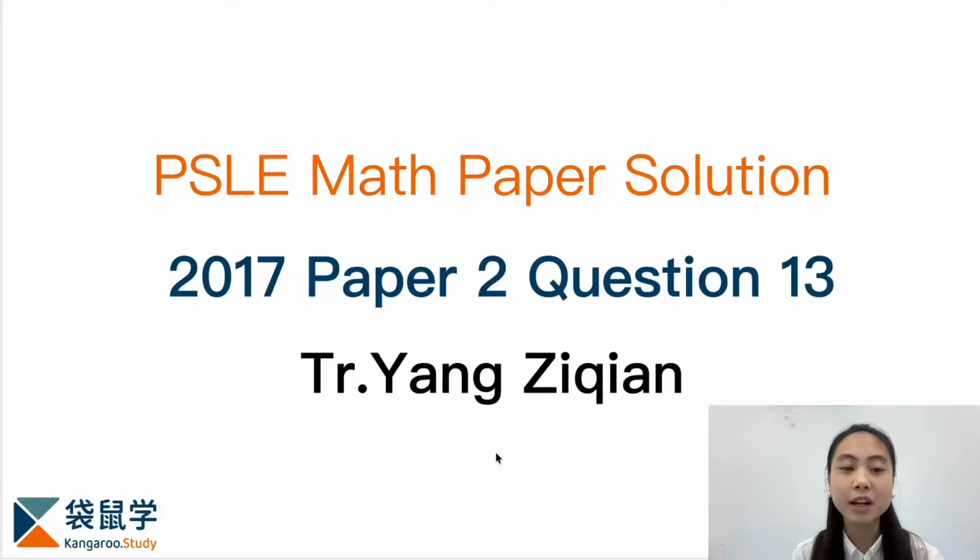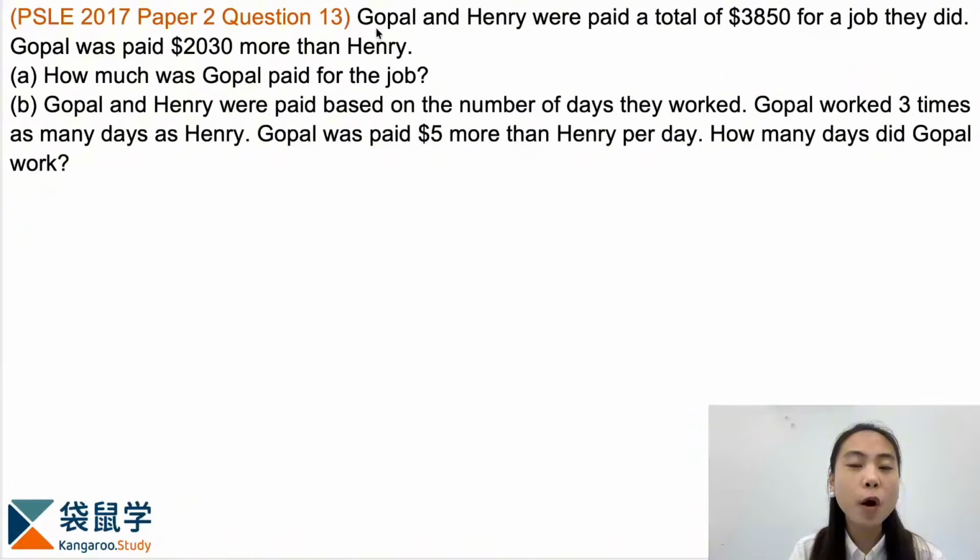Today I will explain the question from 2017 paper 2, which is question 30. Now let's read the question together. Gopal and Henry were paid a total of $3850 for a job they did. Gopal was paid $2030 more than Henry. Question A. How much was Gopal paid for the job?